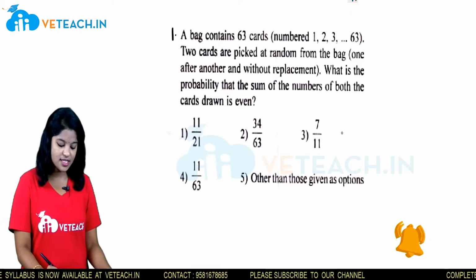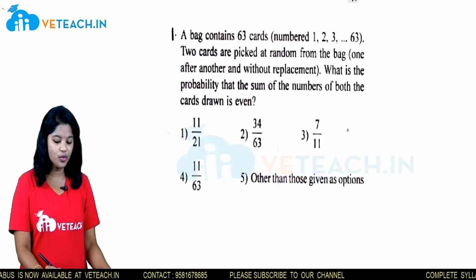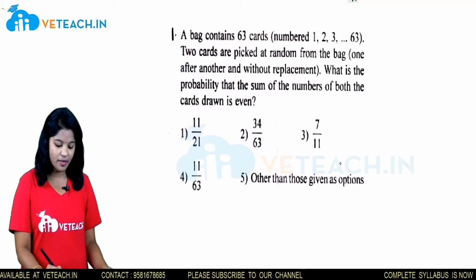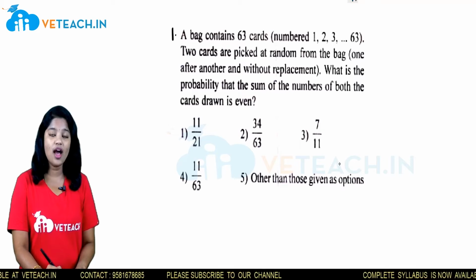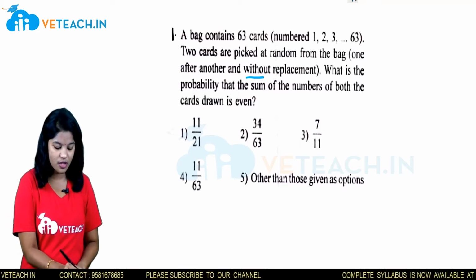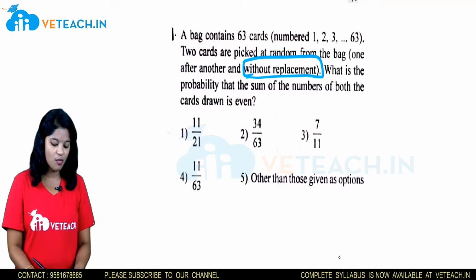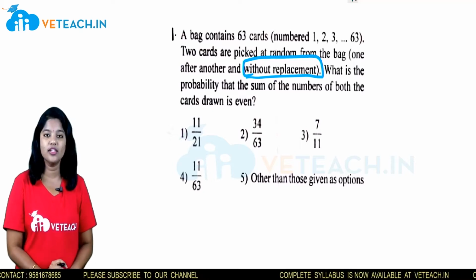A bag contains 63 cards numbered 1, 2, 3, 4, 5 and so on up to 63. Two cards are picked at random from the bag, one after another without replacement. You should keep in mind this point. What is the probability that the sum of the numbers on both cards is even?